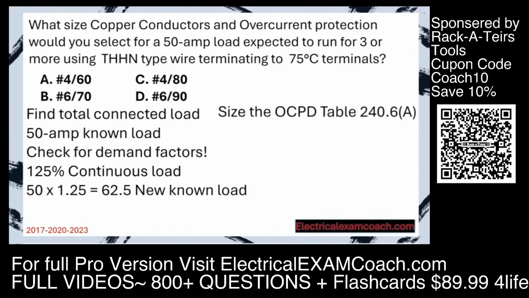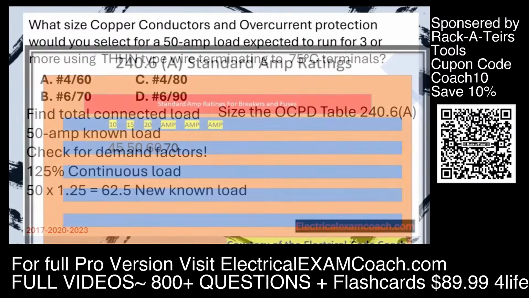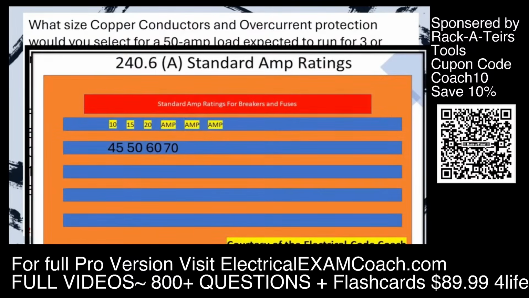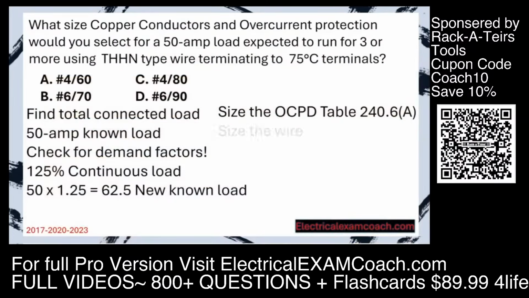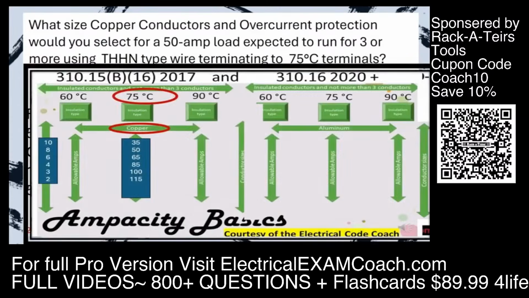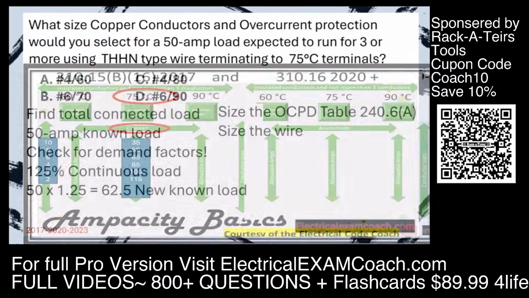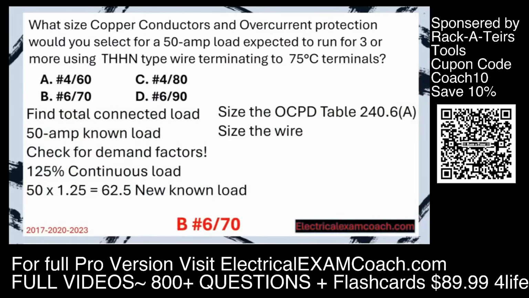Now we can size our overcurrent protective device. We head to our table, we choose the next standard size, which in this case is going to be a 70. Now let's size our wire. Heading to our primary ampacity table, we're going to be on the copper side of the table in the 75° C column, and we find a wire that meets or exceeds the known load. When we do, we find that it needs to be a 6-gauge wire on a 70 amp breaker.